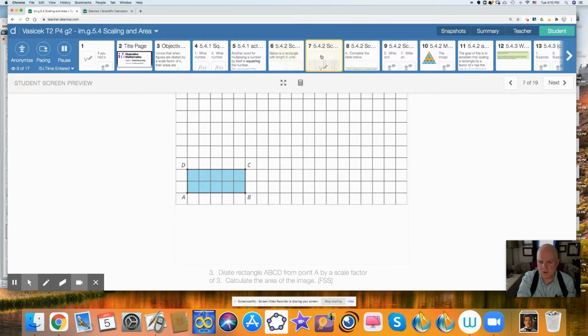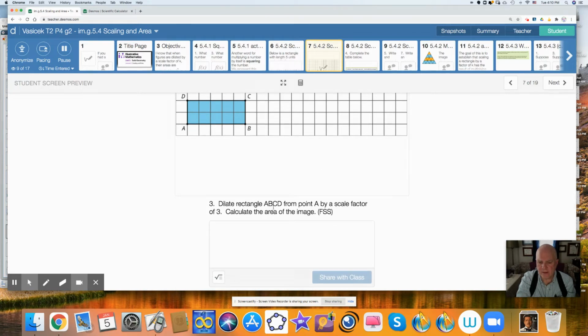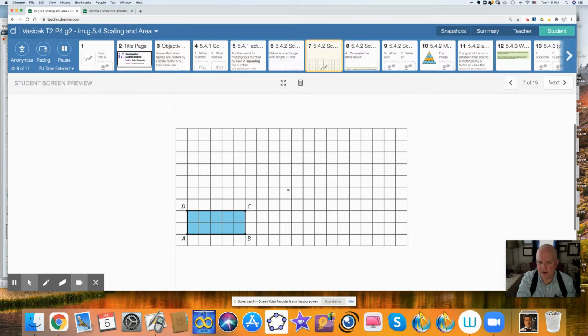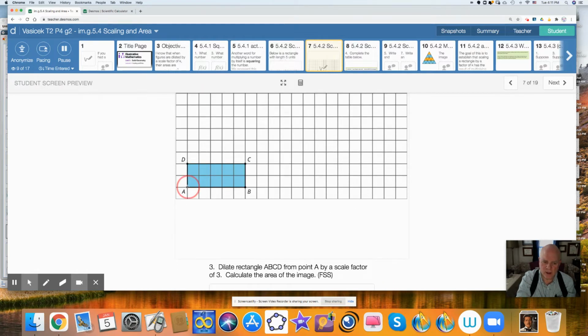Now the next question that goes with this is, what if we dilate it by a factor of 3 and then find the area? So if I make this 3 times as long, I would draw a line from point A going through each of the vertices. I'll go this way, I'll go this way, and I'll go this way.